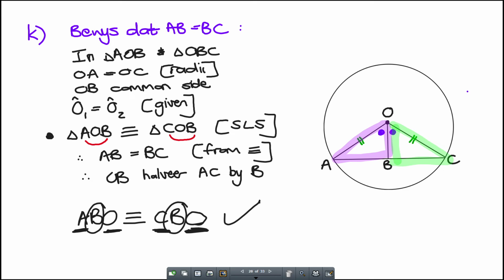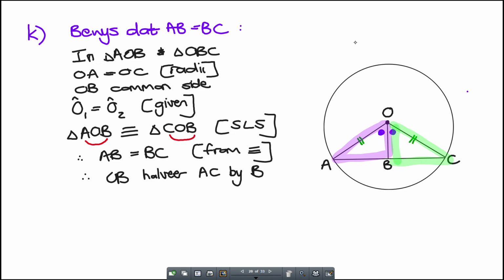Okay. Hier was nog iemand. Ja? Ja? It's okay? Yes?